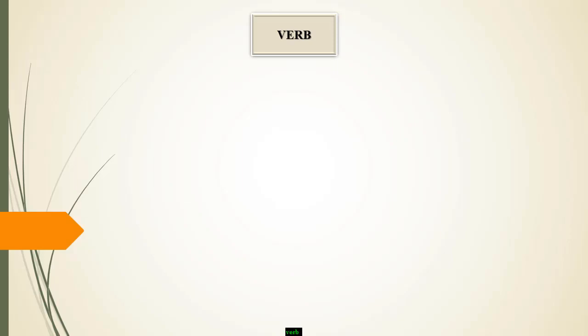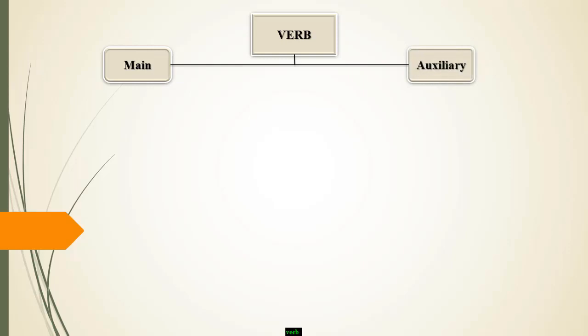So first of all we have verb. A verb can be divided into two main categories. The first one is main verb. The second one is auxiliary verb or helping verb.